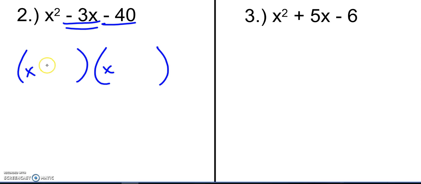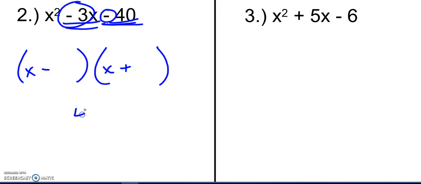I know one of these is going to have to be negative and one's going to have to be positive, because a negative times a positive will give me a negative. One other thing to note is when we're looking at different factors of 40, we're going to have those add together to give me a negative number. So the bigger number has to be negative. So let's take a look.